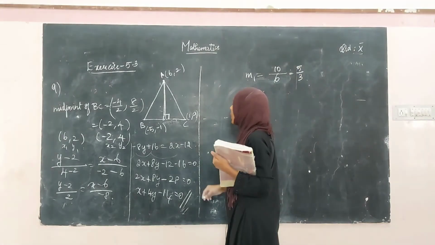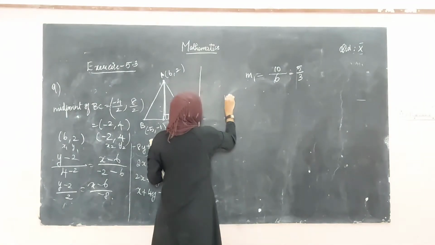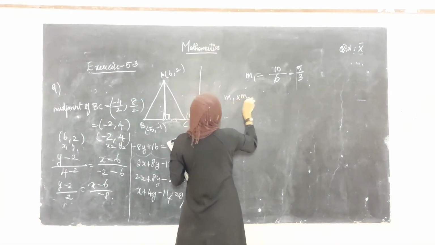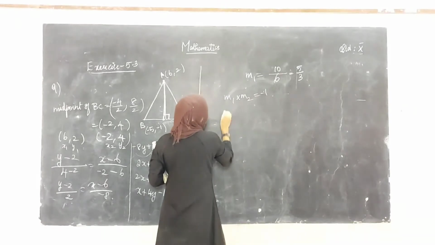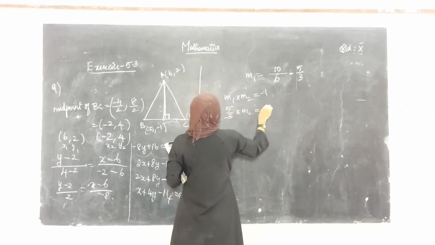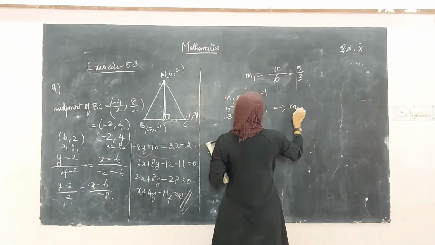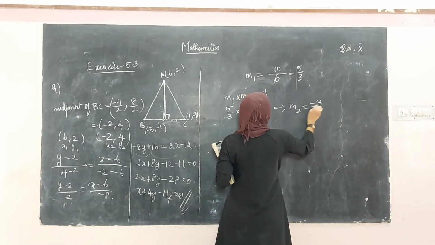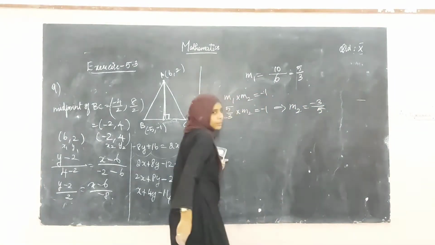Okay, this is M1. So what is M2 then? M1 into M2 equal to minus 1, right? What's the value of M1? It is 5 divided by 3, into M2 equal to minus 1. From this we get that M2 is equal to minus 3 divided by 5.